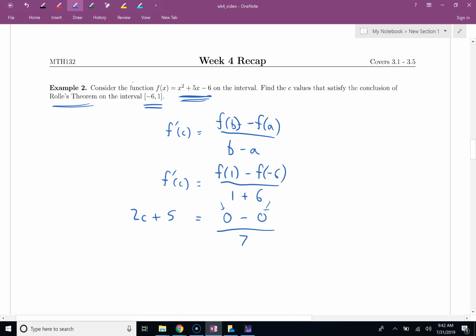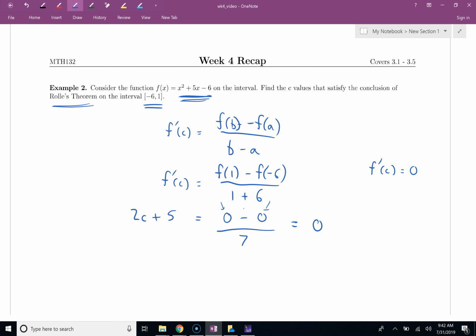So long as they're the exact same, Rolle's theorem applies, because when you write 0 minus 0, you get 0 divided by 7, and therefore you get 0. So really the conclusion for Rolle's theorem says that f prime of c should be equal to 0. That's where the 0 comes from, because these two values are the exact same. So, okay, that's the setup for Rolle's theorem.